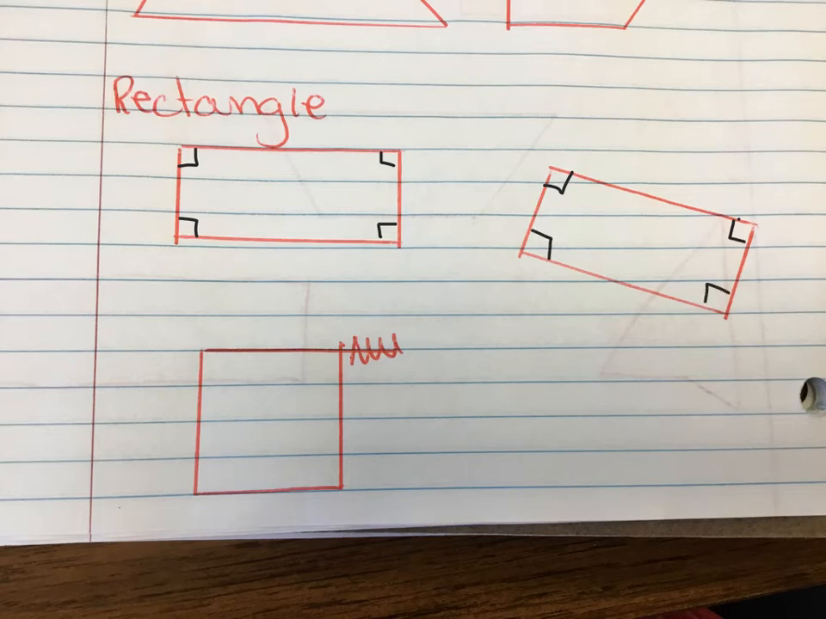It has to have 4 right angles. But it's also going to have 2 sets of parallel lines. Here's one set. Here's the other set. And down here at the bottom I have a square.